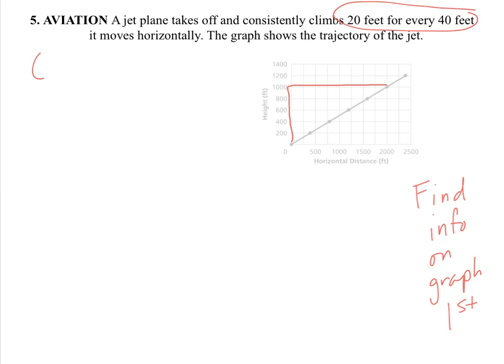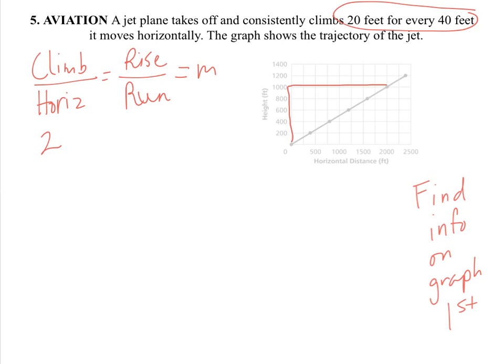First, I'm going to find rise over run, and in the word problem it says 20 feet climb for every 40 feet. Climb over horizontal is rise over run, or M. So 20 feet of climb over 40 feet horizontal equals 1/2, or M. Therefore, your slope, or M, is 1/2.